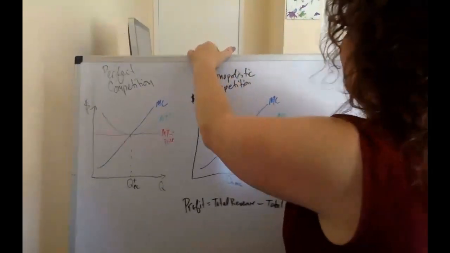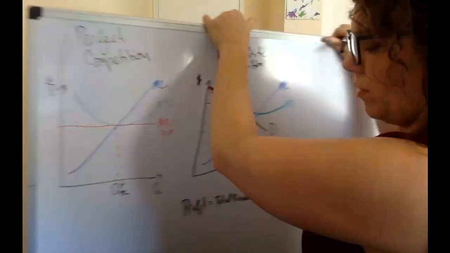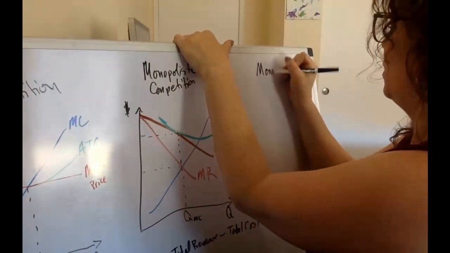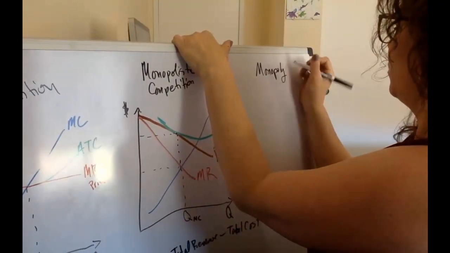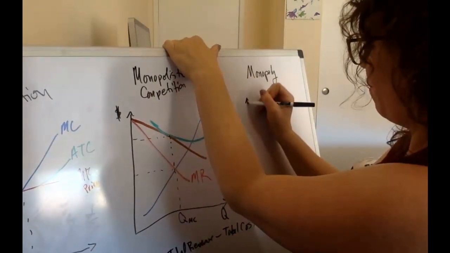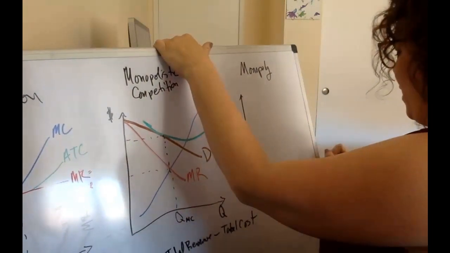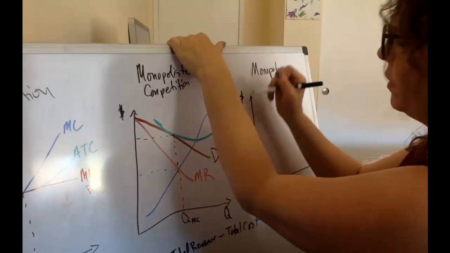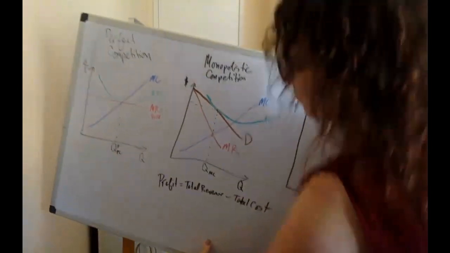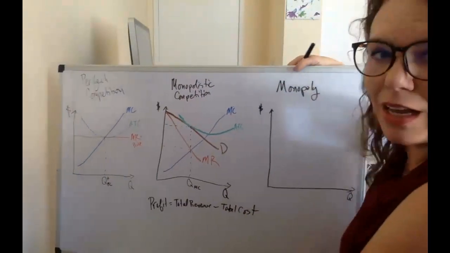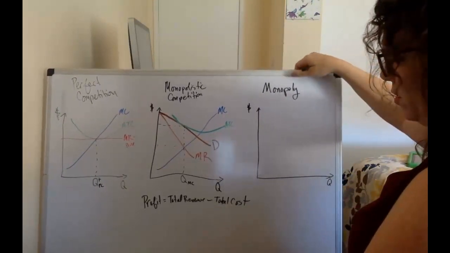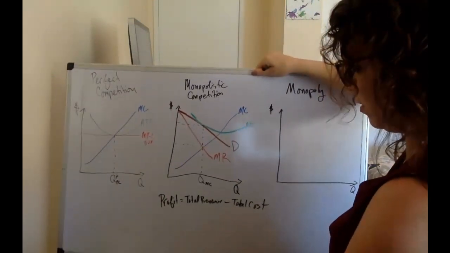Okay? And then the last form of competition that we talked about was the monopoly. And a monopoly is characterized by one firm producing the good and barriers to entry, which means that even though a monopolist is going to earn economic profit, there's not going to be any competition because no other firms can enter the marketplace.